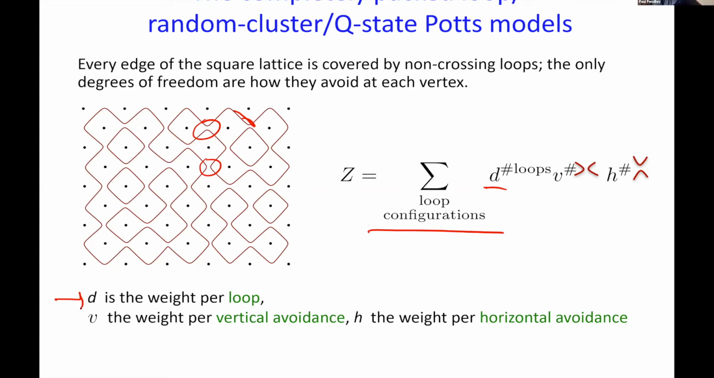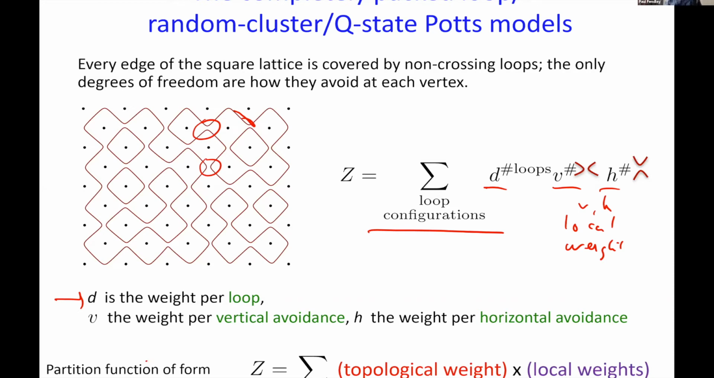Again, hopefully that's ringing a little bell with what I showed you a few minutes ago. And then these are the local weights. So I should have written that down, local weights. So V and H are local weights. And what that is here is just the number of crossings, sorry, the number of avoided crossings of each type. So that's the loop model.